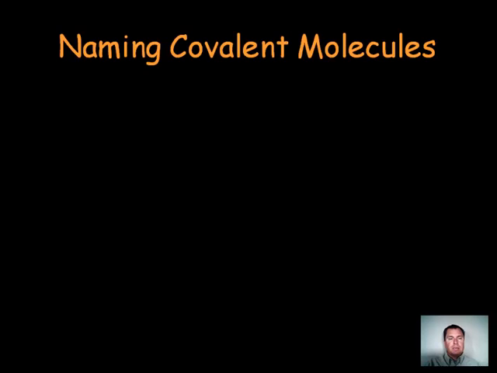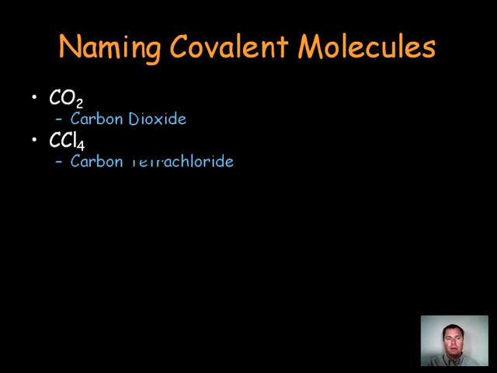Okay, let's try some examples here. Let's start with the one we already know. Carbon dioxide, CO2. Carbon is only one subscript, so we don't need to put a prefix in front of it. But the second word always gets a prefix and the endings change to "ide." How about this one? CCl4. Same thing. Only one of your first element, so it's carbon, and our prefix for 4 is tetra, so carbon tetrachloride.